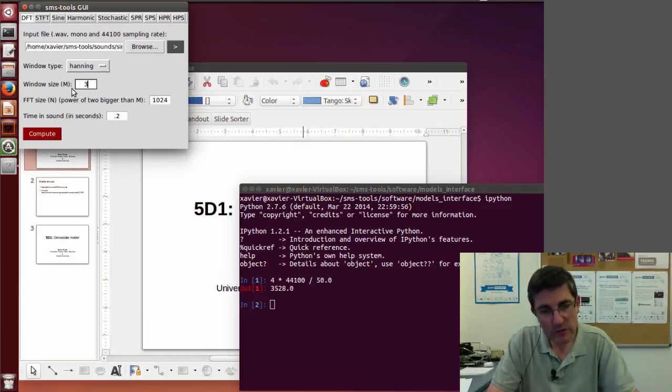So we'll put it as an odd size, so we'll put 3529. The FFT has to be bigger than that, a power of 2, and let's just analyze at this point.